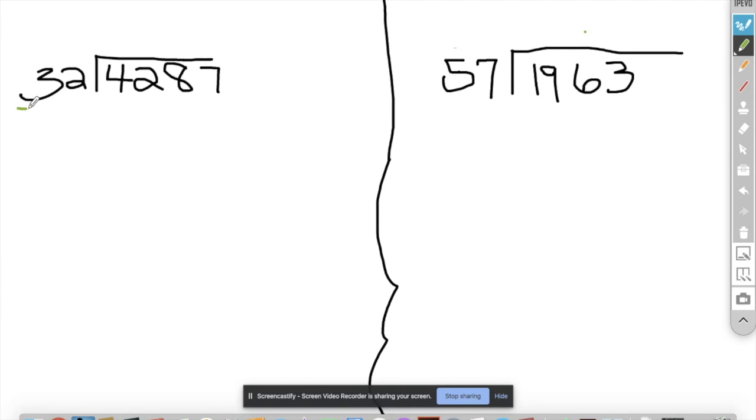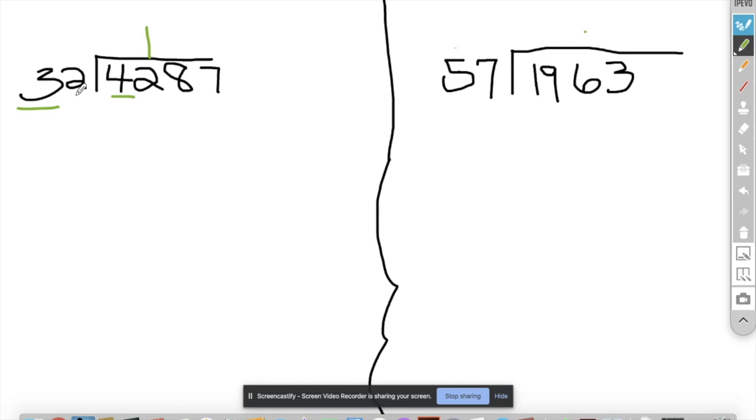We're going to look at this number, and then we're going to look at the first two numbers here. Nope, just the first number. So I'm going to erase this part. Okay, so I ask myself, how many groups of 3 can I make out of 4? Well, the answer to that would be 1. I can make one group.